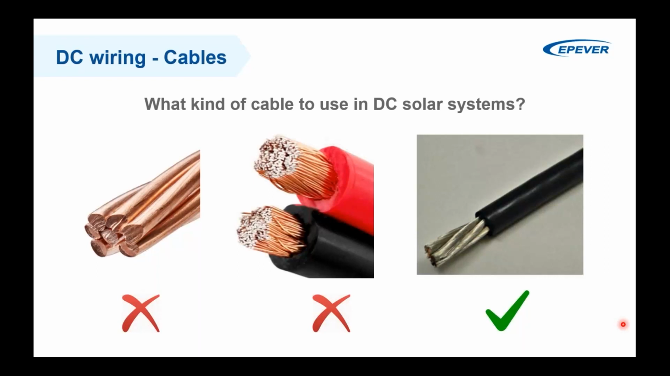It might cause leakage in your system. It might cause a short circuit, and even a fire in your system. So it's important to check even the insulation of the cable that you are using in your solar system.